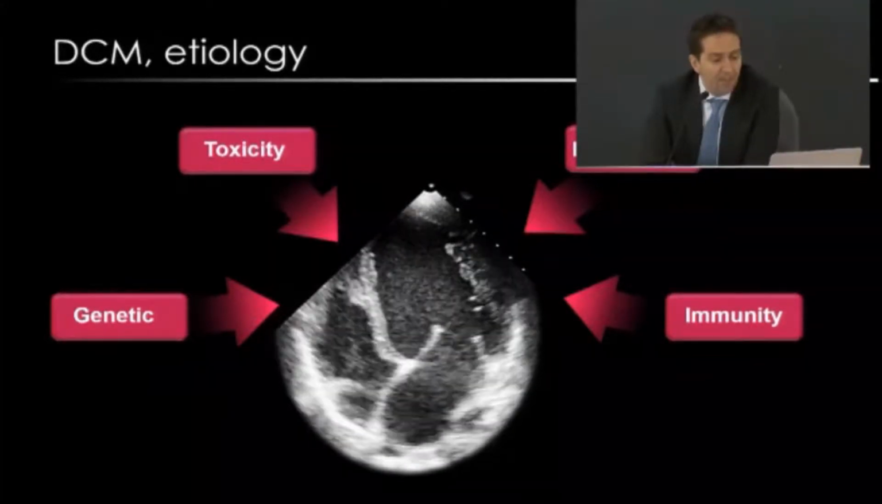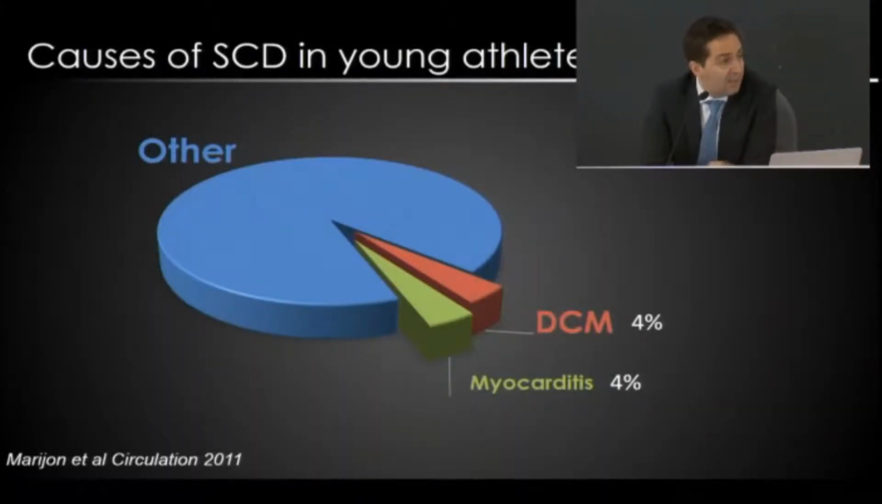And it is important to recognize dilated cardiomyopathy because it is reported among the causes of sudden cardiac death in young competitive athletes. In detail, dilated cardiomyopathy has been reported as 4% of the causes of sudden death, and myocarditis, again, 4% among the causes of sudden cardiac death in young athletes.